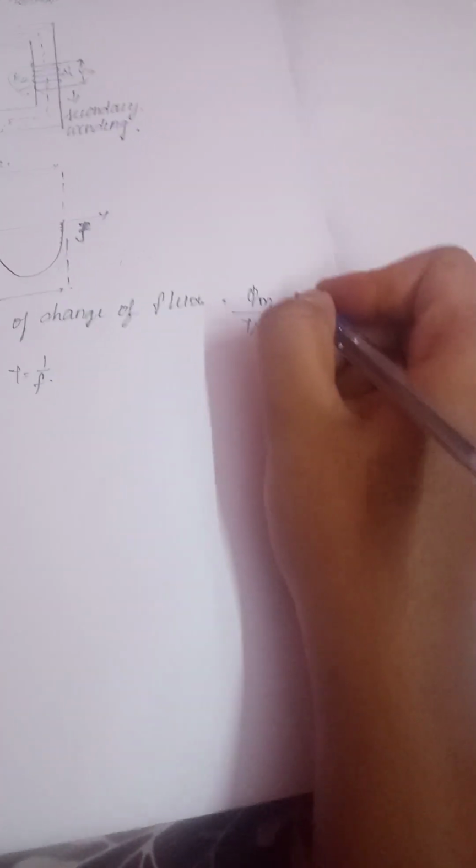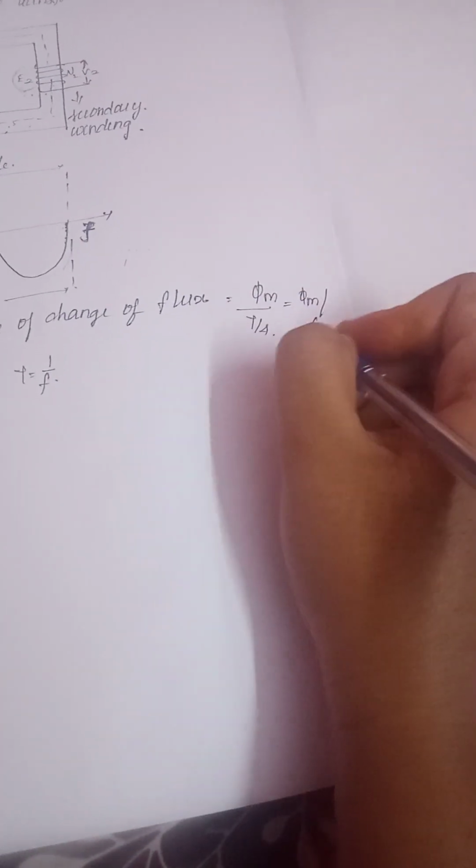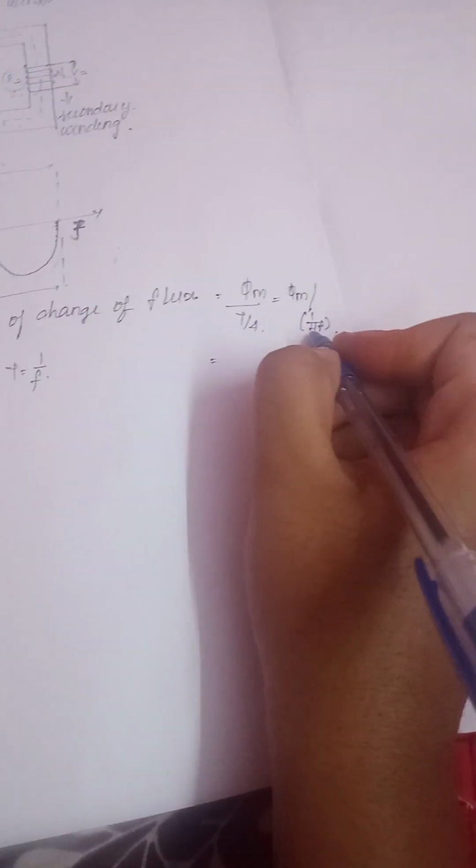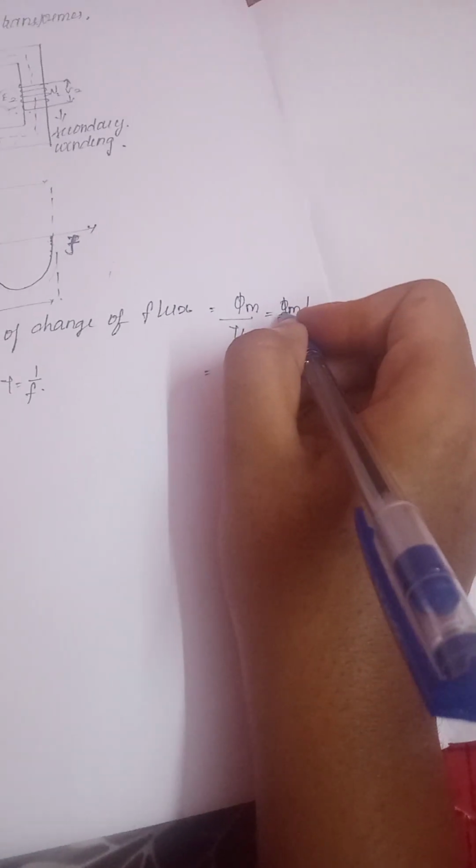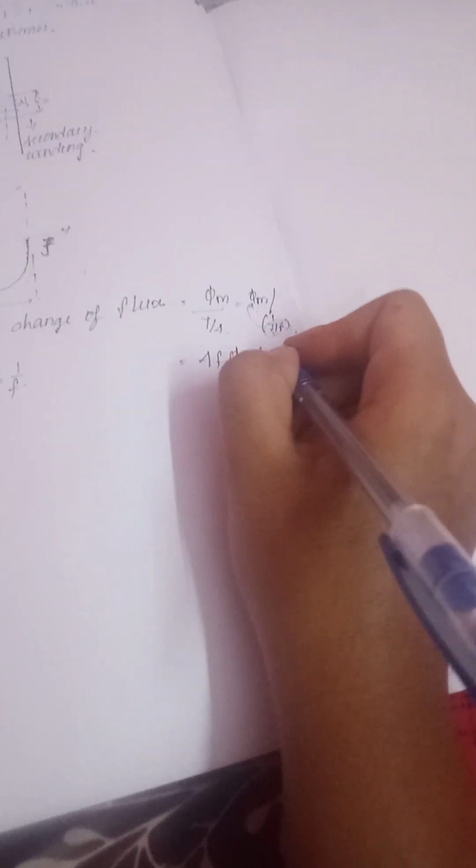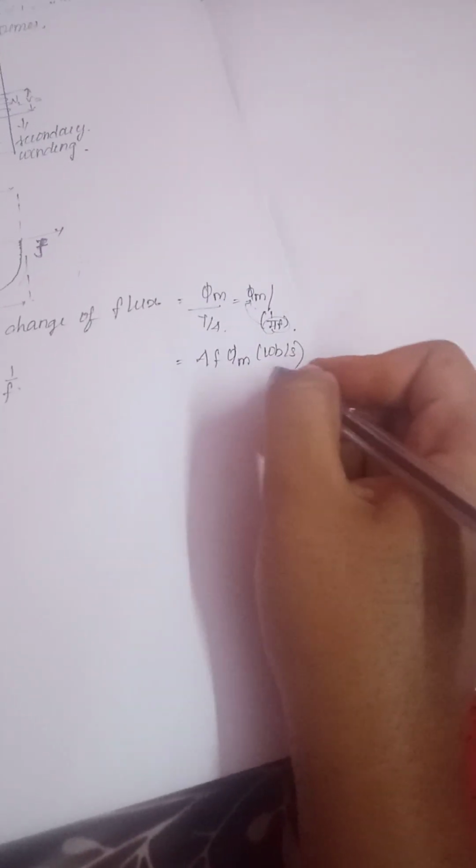Actually, T is equal to 1 by f, right? So how do we write this? This is equal to phi m divided by 1 by 4f. When the 4 goes to the numerator, our answer will be like this, 4f phi m, and this is in Weber per second. We have to calculate flux using the unit Weber.